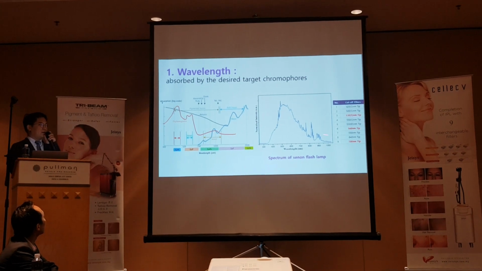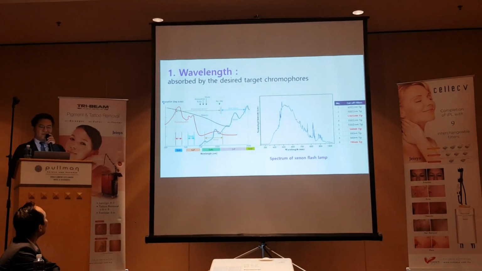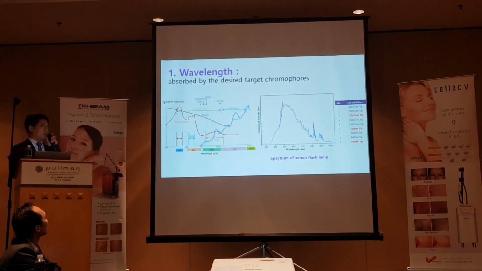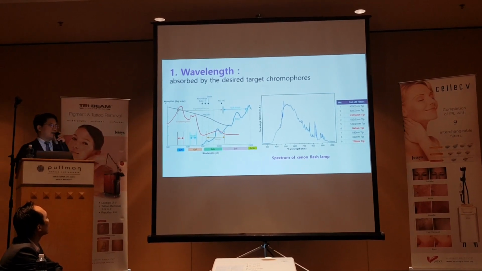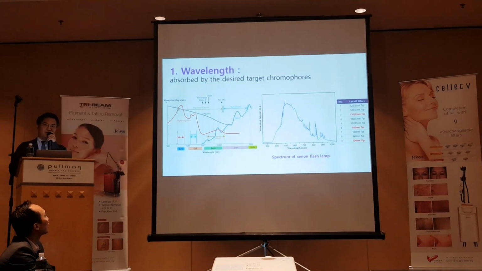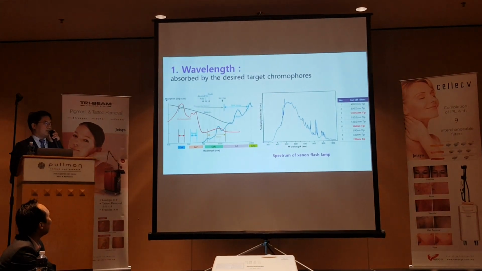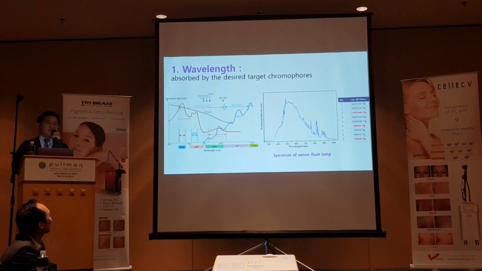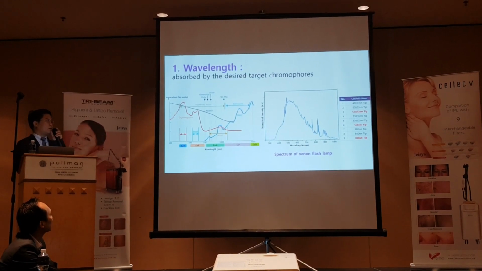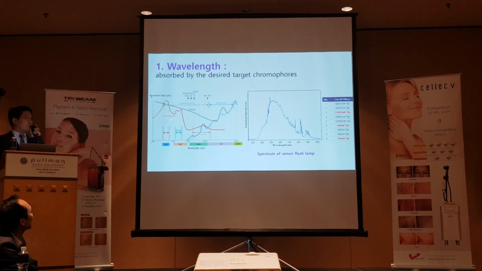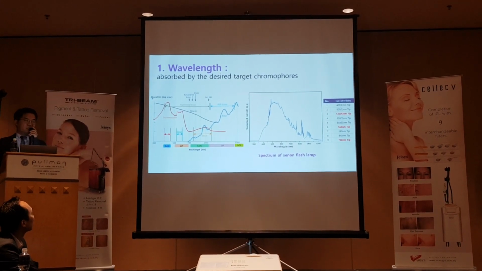IPL has cutoff filters, and Cellec V especially has 9 kinds of cutoff filters. By using each cutoff filter, IPL is used for melanin, hemoglobin, and water.